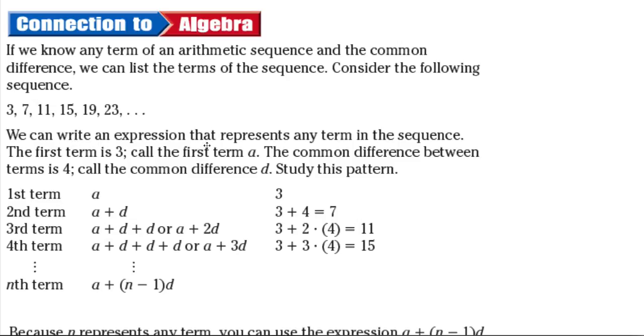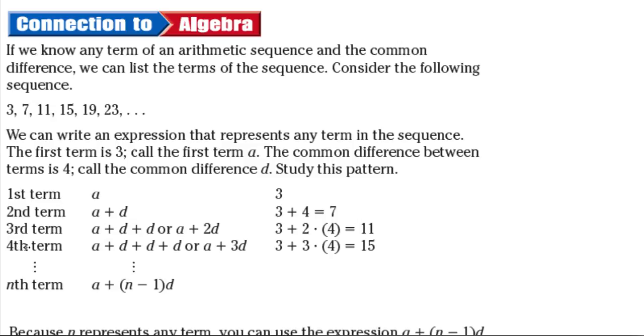We can write an expression that represents any term in the sequence. The first term is 3. We call that first term A. The common difference between the terms is 4. Call the common difference D, and study this pattern. If the first term is A, which is our 3, and we add D, which is our 4, the common difference, the result would be the second term, which is 7.